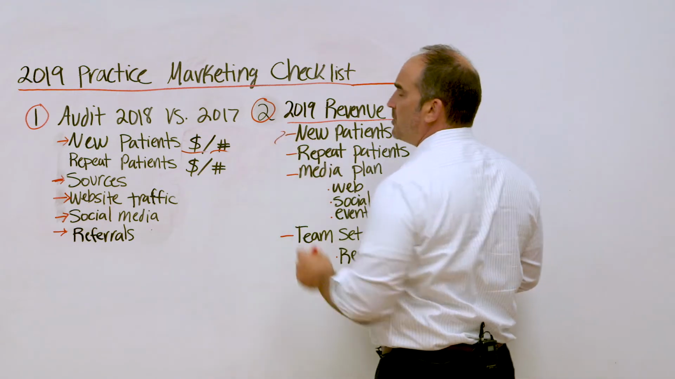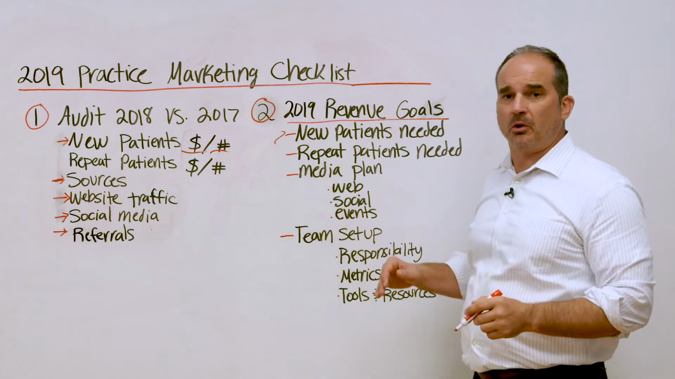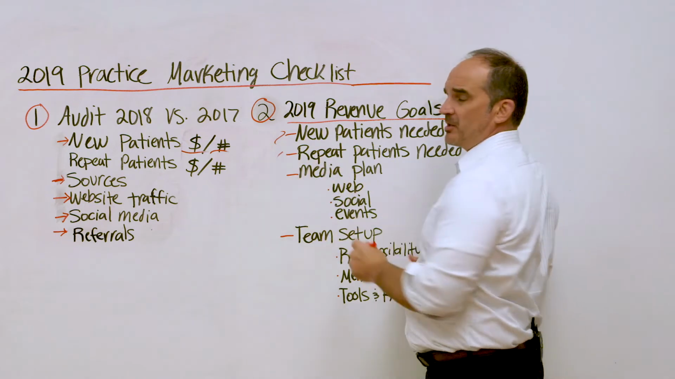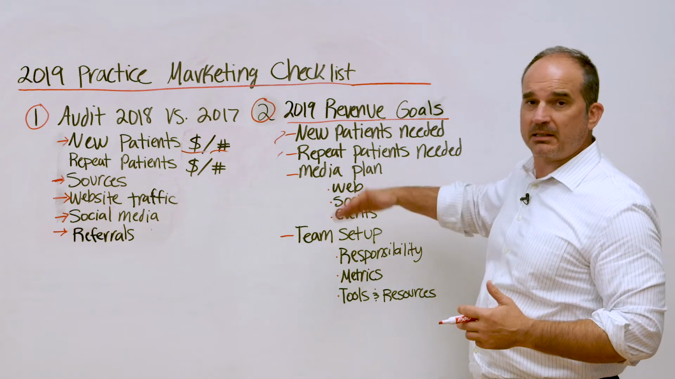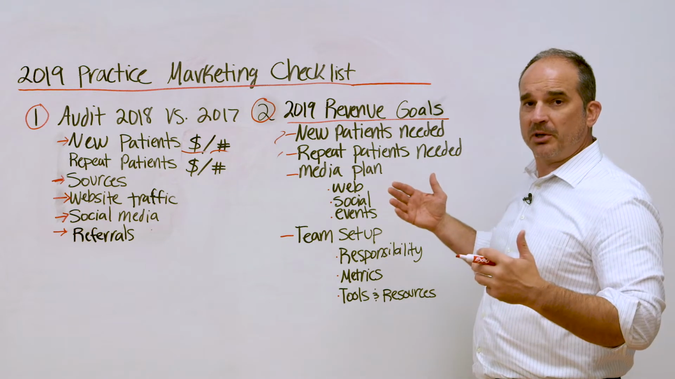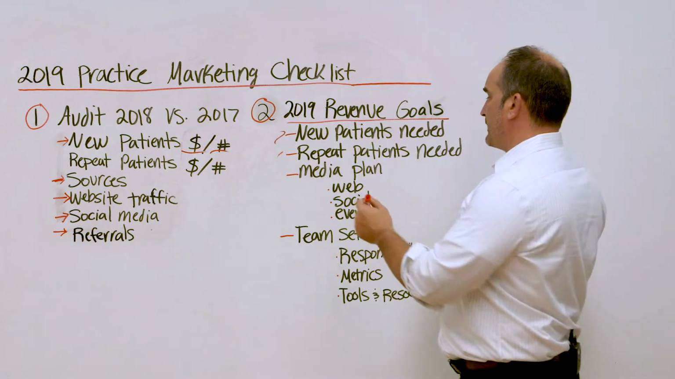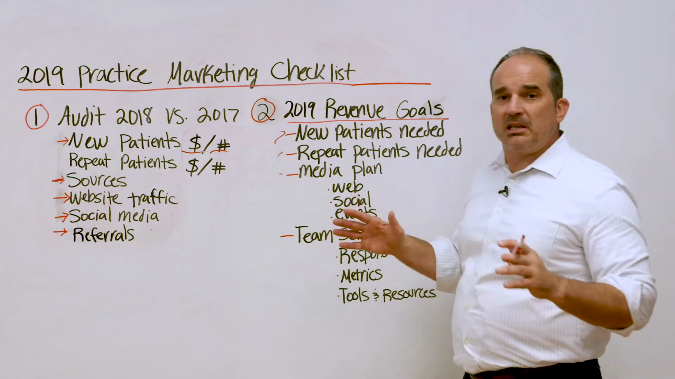First thing, how many new patients are needed to hit your revenue goals? How many existing patients are needed to hit your revenue goals? Now, that's a sliding scale based on how you want to run your marketing and how you want to run your practice. Then you've got to put together a media plan.